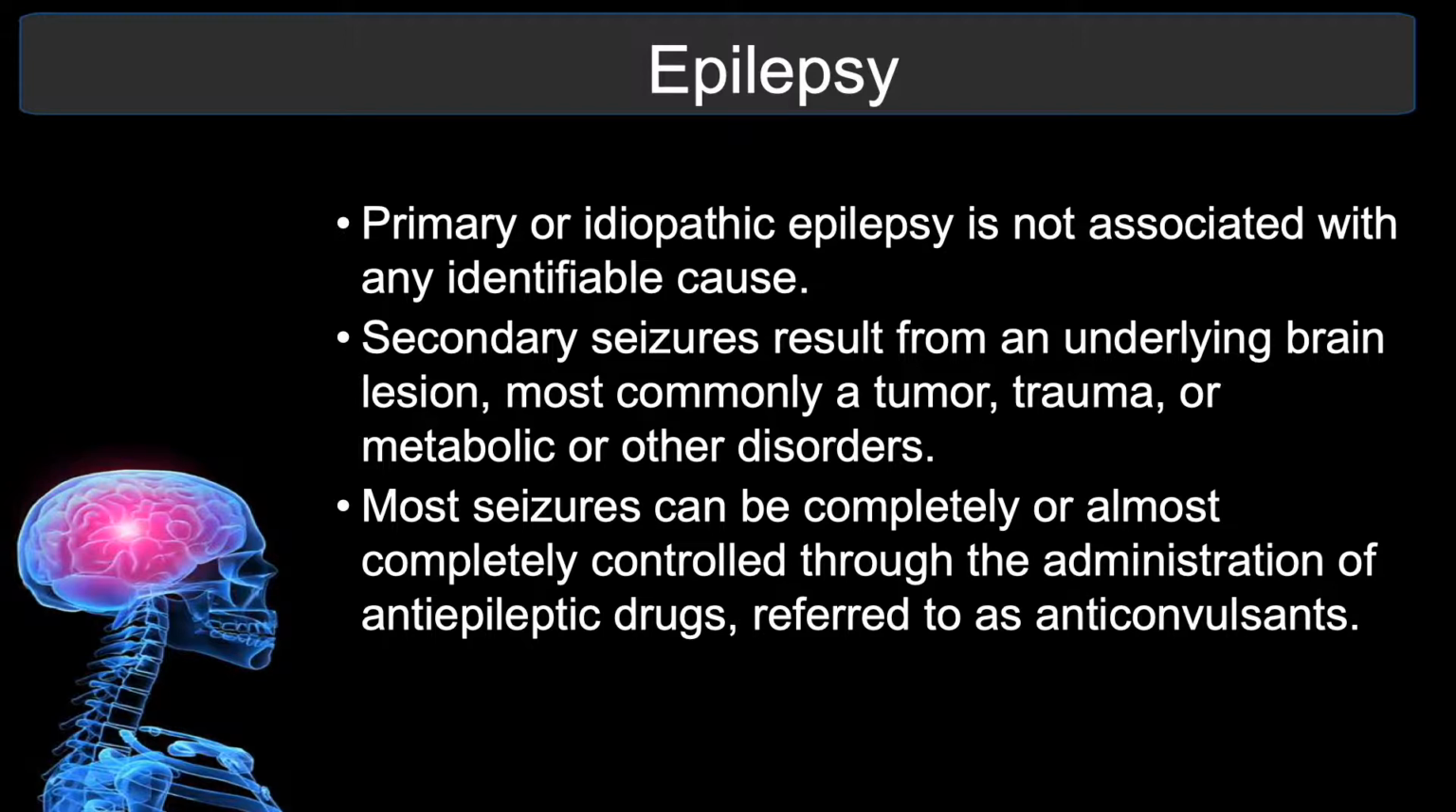Primary or idiopathic epilepsy is not associated with any identifiable cause. Secondary seizures result from an underlying brain lesion, most commonly a tumor, trauma, or metabolic or other disorders. Most seizures can be completely or almost completely controlled through the administration of anti-epileptic drugs, or AEDs. These are referred to as anticonvulsants.